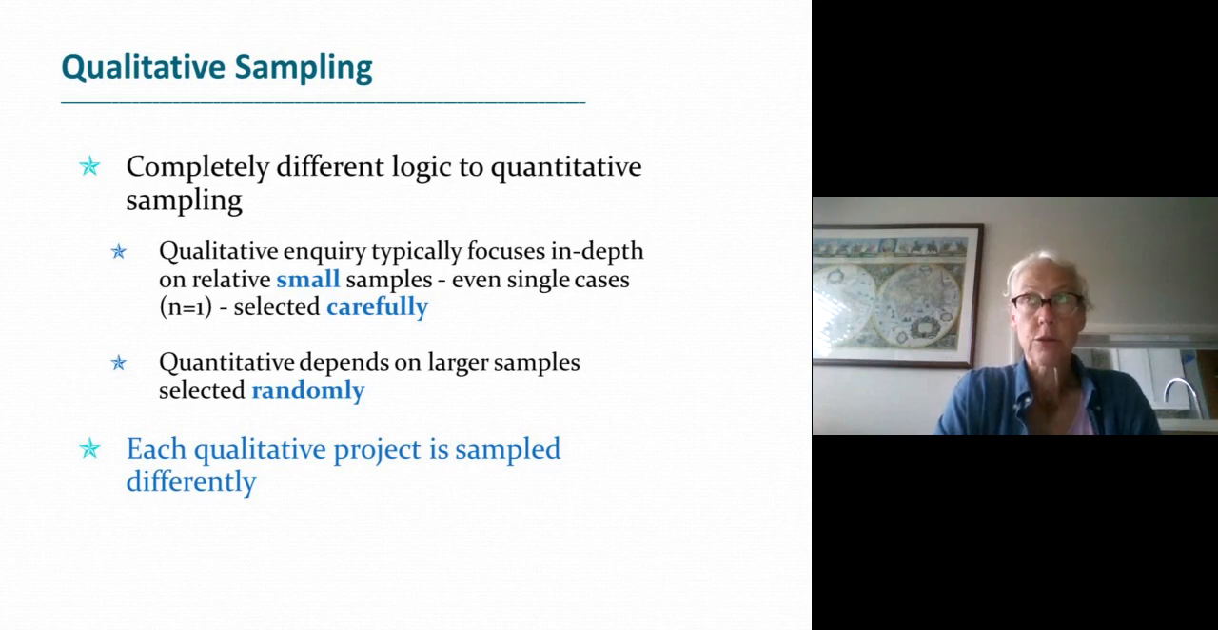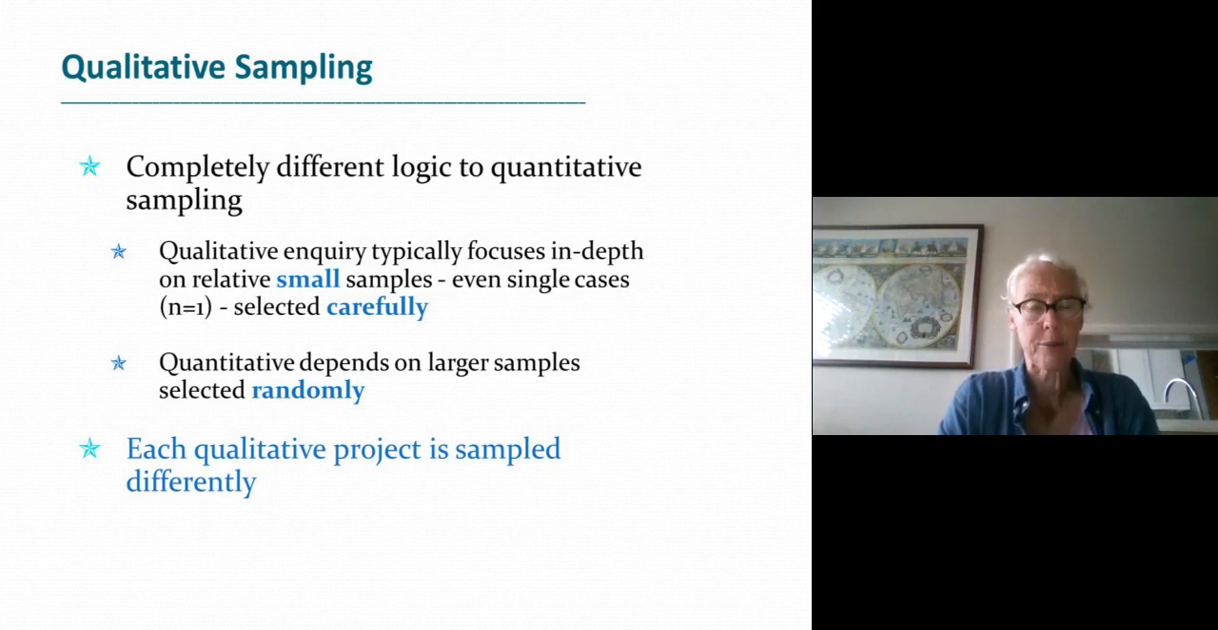So what I'm going to do is just talk a bit about the logic of qualitative sampling, but then give you some examples of some of the strategies you might use. So first of all, as you can see from the slide, you actually have a very different logic compared to quantitative sampling. In qualitative research, we often focus on a very small number of cases, which we look at very carefully and in depth.